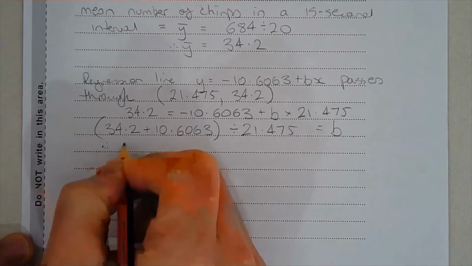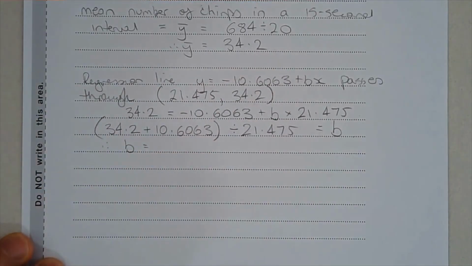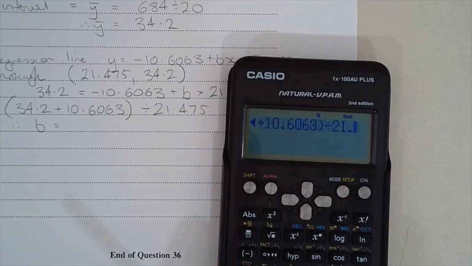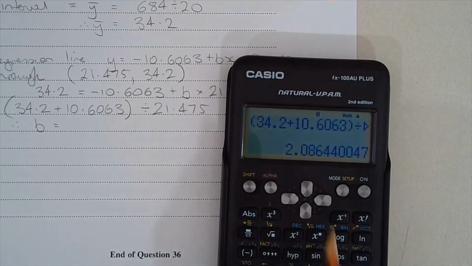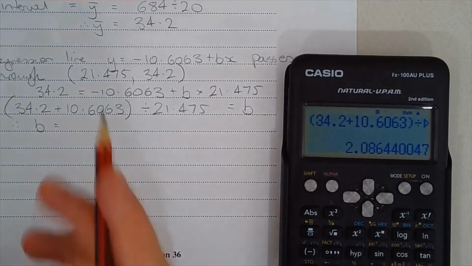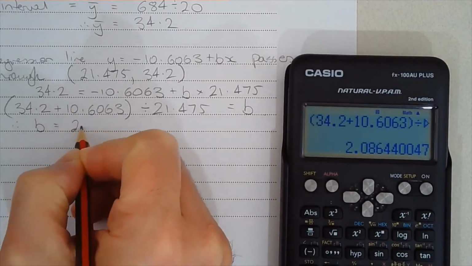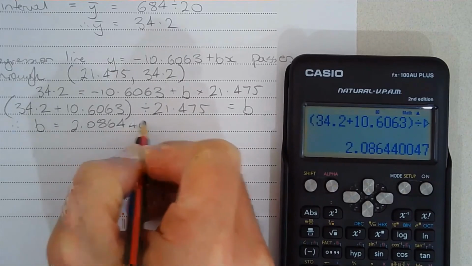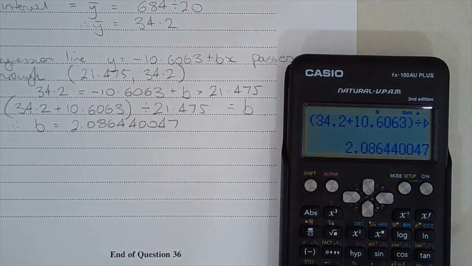So therefore, b is equal to, let's work that out now, 34.2 plus 10.6063, divided by 21.475, and we get 2.086. I might just write the whole answer there rather than rounding it too early: 2.086440047.